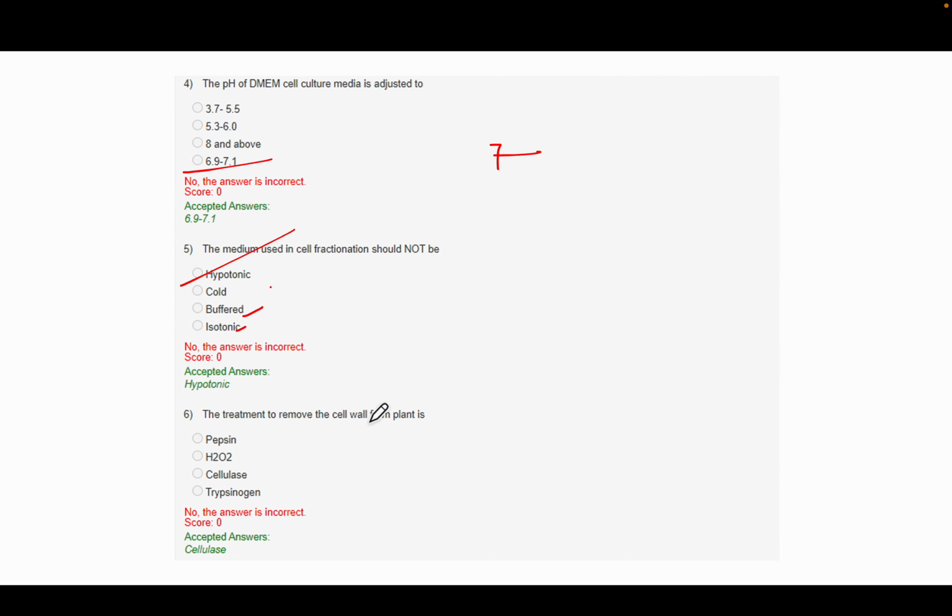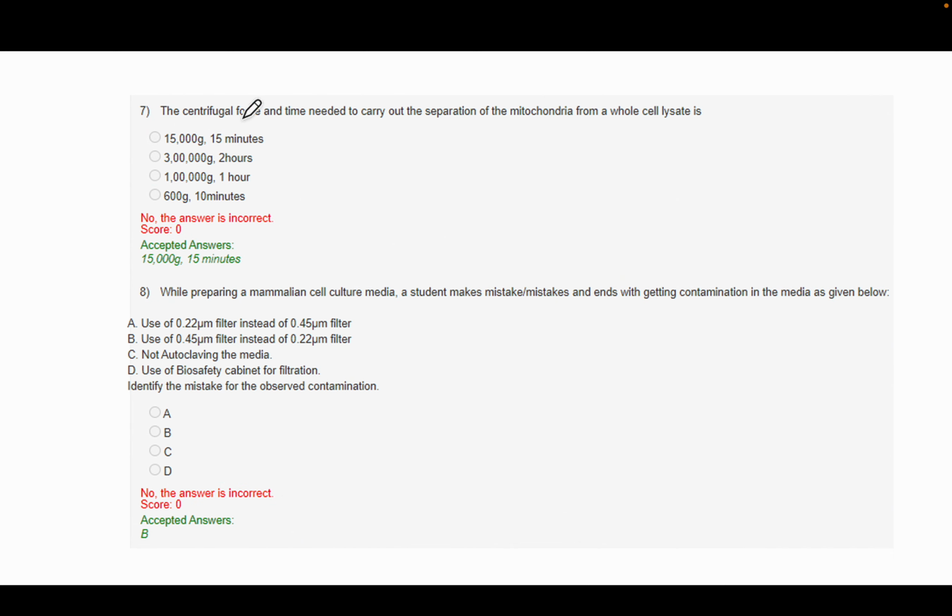So the treatment to remove the cell wall from plant is, you can use cellulase. Then it will degrade the cellulose from the cell wall. The centrifugal force and time needed to carry out separation of the mitochondria from a whole cell lysate, you have to remember that it's around 15,000 G, 15 minutes.